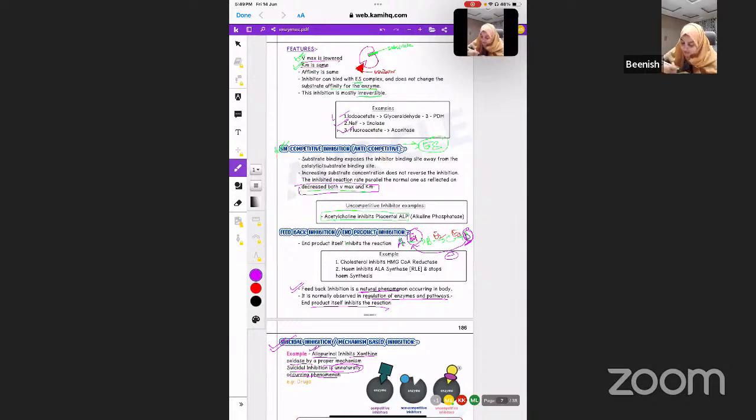The example would be allopurinol, which inhibits xanthine oxidase. Okay, so allopurinol is going to bind to xanthine oxidase and then it is going to convert into alloxanthine. Now this alloxanthine is potent and it irreversibly binds and inactivates xanthine oxidase.